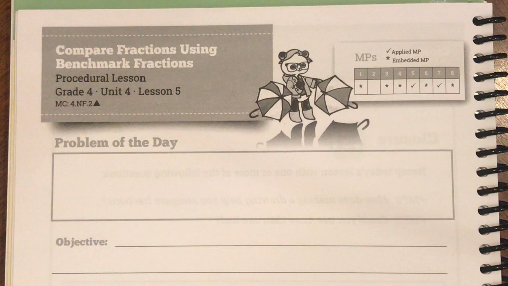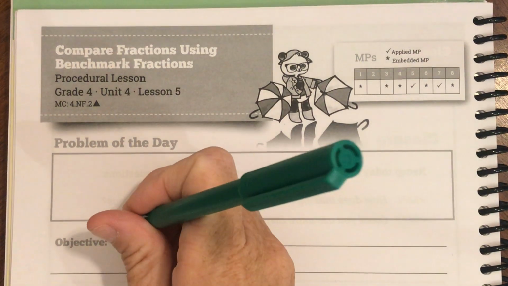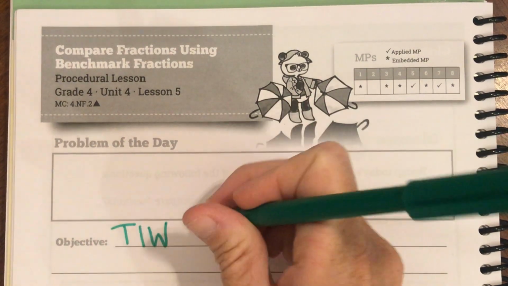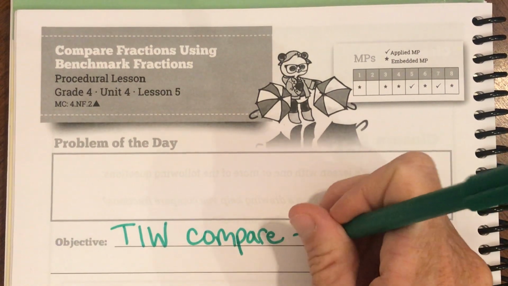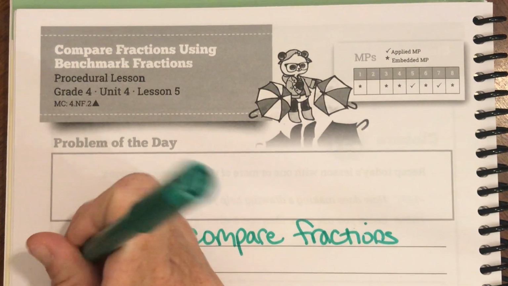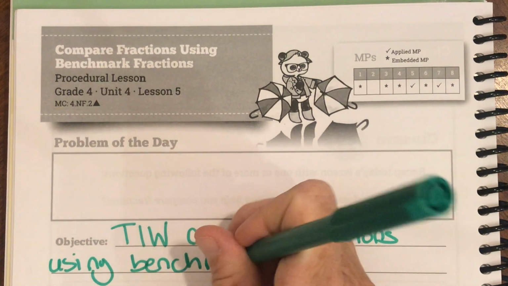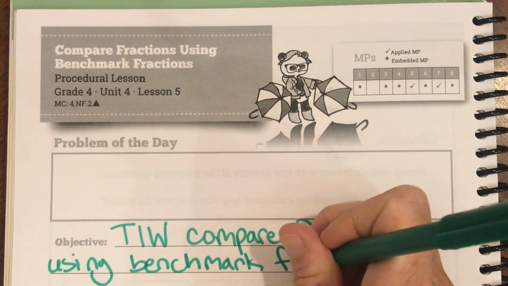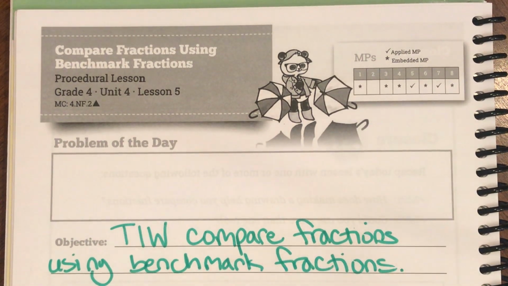Today we are on page 25 of your student journal, and our objective, or our goal for the day, is: today I will compare fractions using benchmark fractions. Period. Okay, so let's talk about what these words mean.